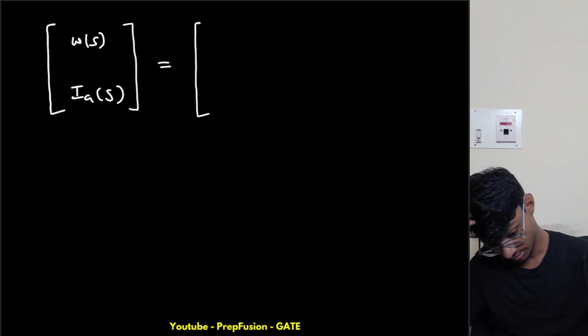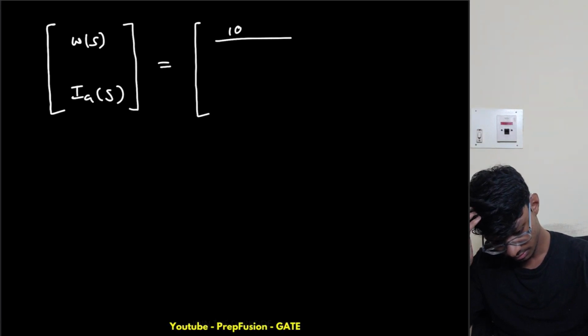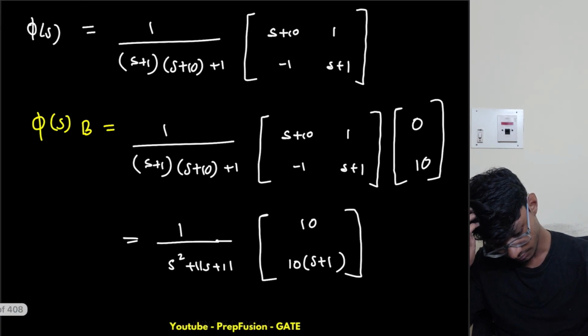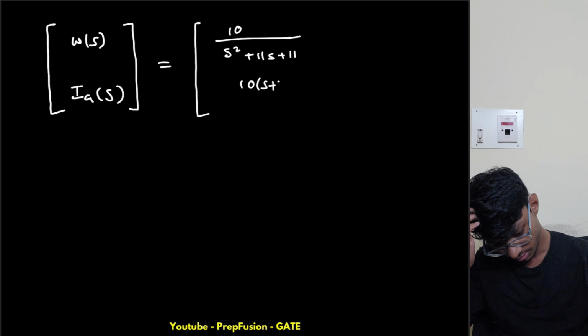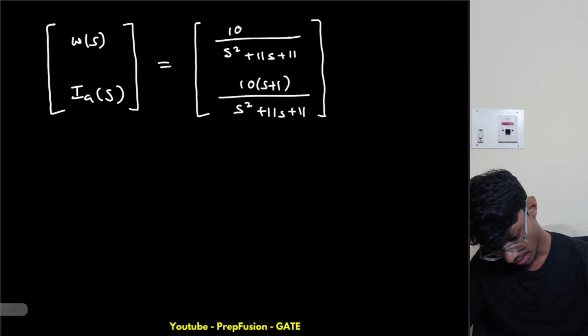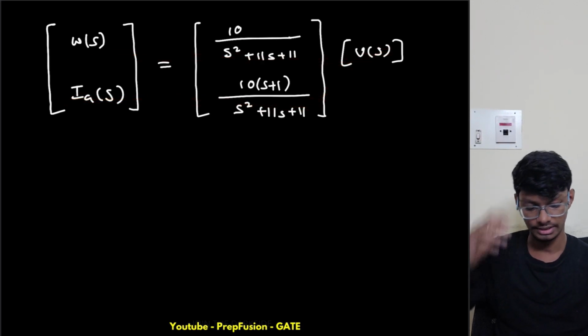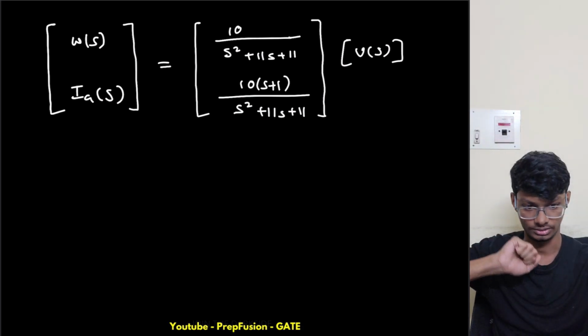What is my equation? This equation becomes 10 by s square plus 11s plus 11, and this is 10 by s plus 1 over s square plus 11s plus 11. This is basically both of the equations, and this is my U of s. So this was my first transfer function, and this is my second transfer function. That's how you can directly solve this.